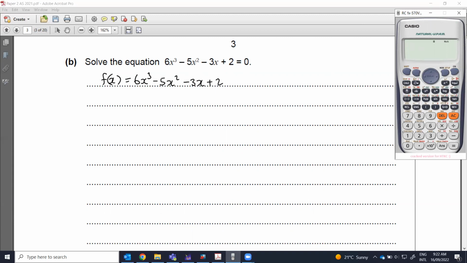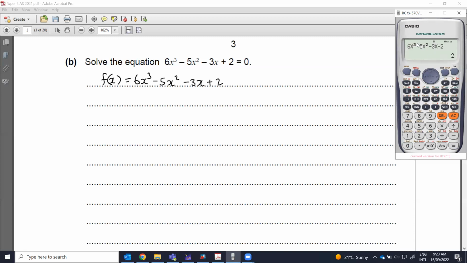So what you do is you're going to type this in on your calculator exactly the way it is. So we have 6, then alpha x to the power of 3, minus 5 alpha x squared minus 3 alpha x plus 2. Okay, then you press calc here, and that means it's allowing you to substitute different values of x into the function. So let's say I substitute x is equal to 0 and press enter.